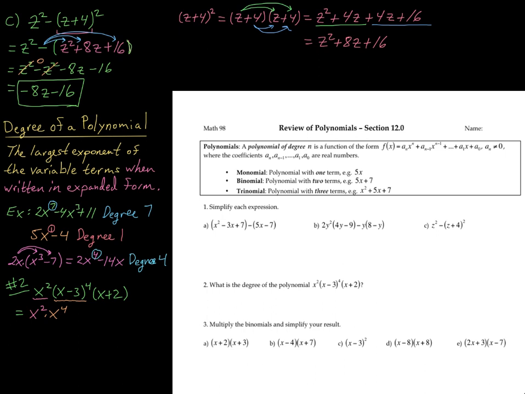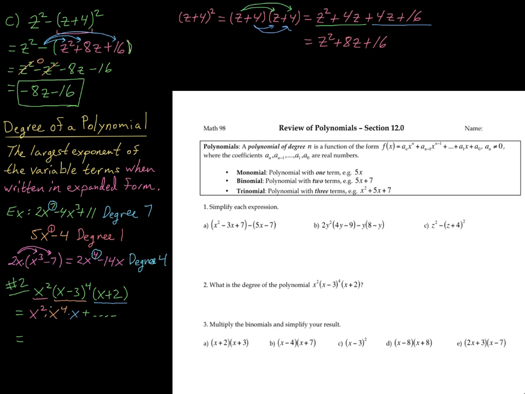And then lastly, we're going to have this (x plus 2) term, and that's going to contribute just an x when we multiply that all out. And of course, we would have lots and lots of other terms, but I don't really need to know what those are. I just need to know what the largest exponent term is going to be.